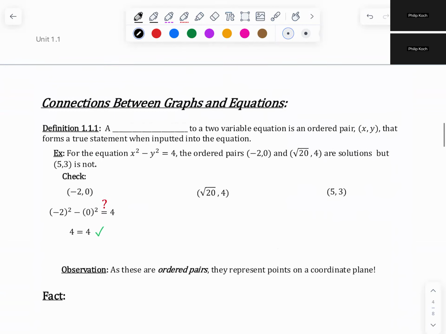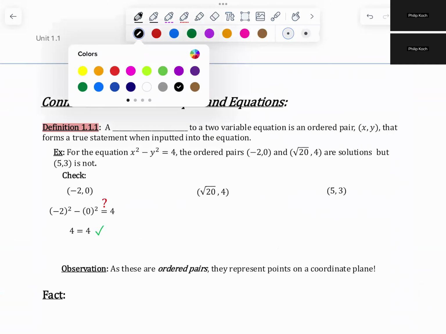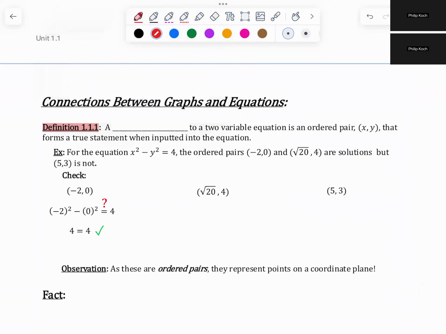So, connections between graphs and equations. Definition 1.1.1. A solution to a two-variable equation is an ordered pair (x, y) that forms a true statement when inputted into the equation. So for example, for the equation x squared minus y squared equals 4, the ordered pairs (-2, 0) and (square root of 20, 4) are solutions, but (5, 3) is not.